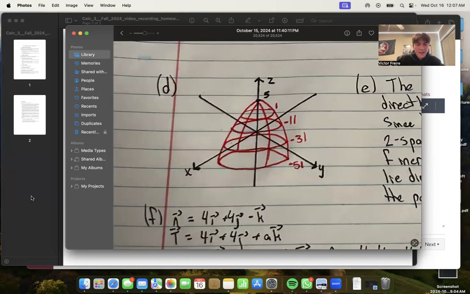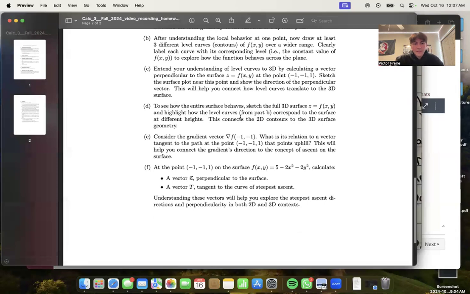So now we have part D, which says: to see how the entire surface behaves, sketch the full 3D surface z equals f of x, y, and highlight how the level curves from part B correspond to the surface at different heights. This connects the 2D contours to the 3D surface geometry. So it essentially just wants us to sketch the full 3D surface so we can see how the 2D and the 3D connect, right?